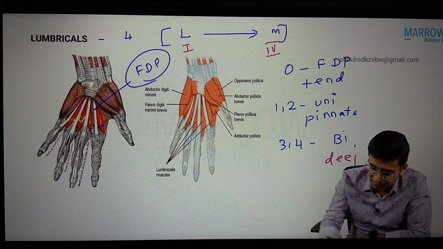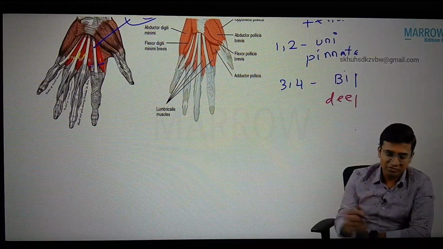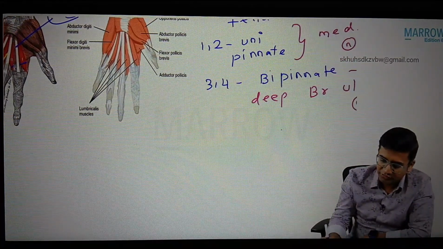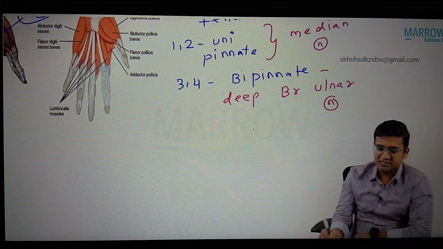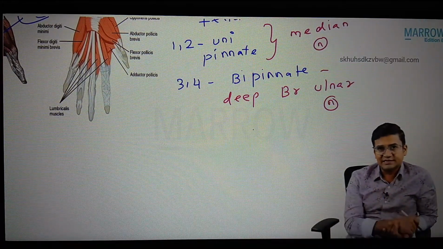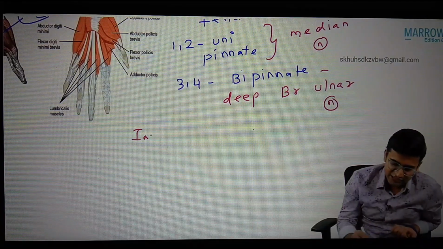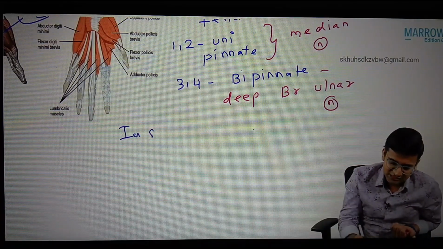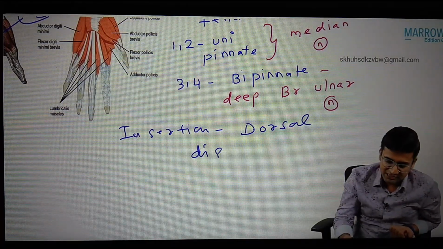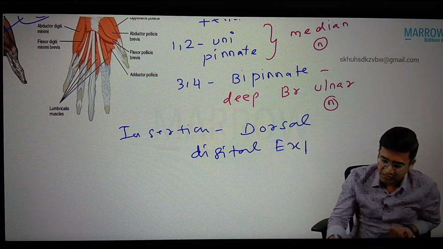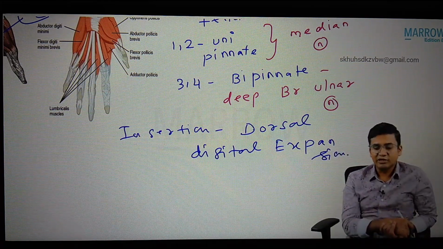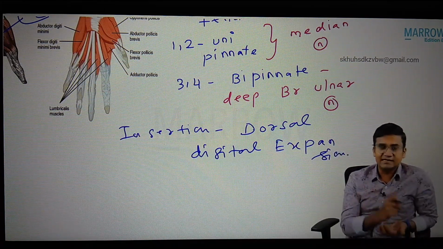After taking origin, the muscle fibers go behind and are inserted to the dorsal digital expansion. I told you in the DDE topic itself, to DDE our lumbricals and interosseous are inserted. So, insertion to dorsal digital expansion. Dorsal digital expansion receives lumbricals and interosseous. That is why we call lumbricals and interosseous winged tendons.